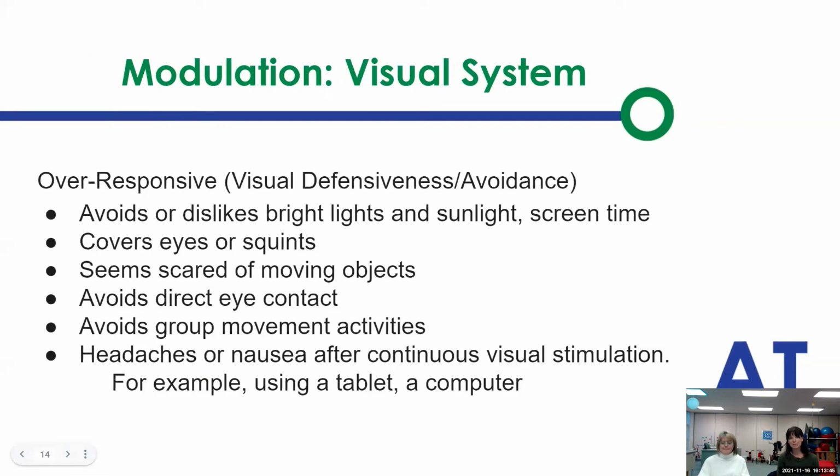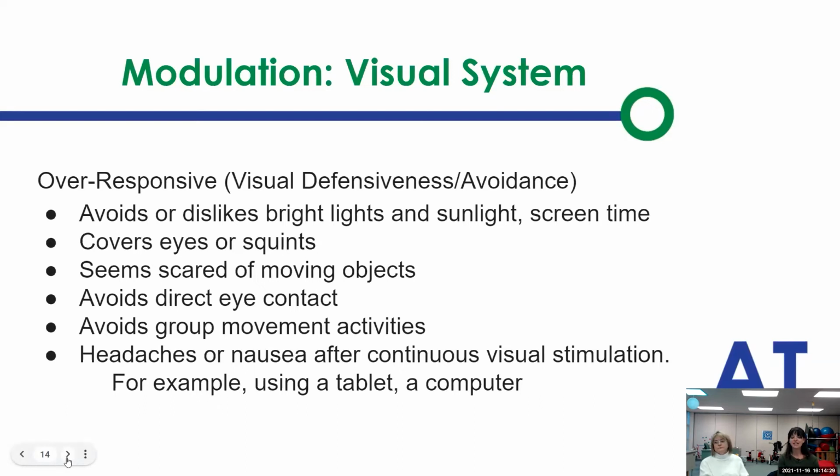So the next piece we're talking about is the modulation of the visual system. And again, this modulation is the brain taking in that information, how much of the information they can take in and tune into at any one time. So students who have an over-responsive visual system don't like those bright lights or the sunlight or even the screen light that's coming off of their iPads or their Chromebooks. They might cover their eyes or squint. They're the ones that kind of avoid direct eye contact and look at you out of the side. And they sometimes complain about headaches or nausea after that continuous visual stimulation from using a tablet or a computer.